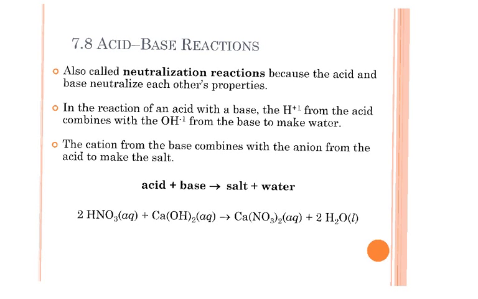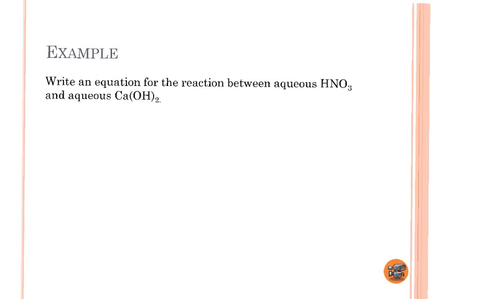So in this lesson, we're going to talk about acid-base reactions. Acid-base reactions are also known as neutralization reactions because the acid and the base neutralize each other's properties to give you a salt and water. So this is an example of nitric acid combining with calcium hydroxide. It gives you calcium nitrate and water. Let's see in the next slide how this works.